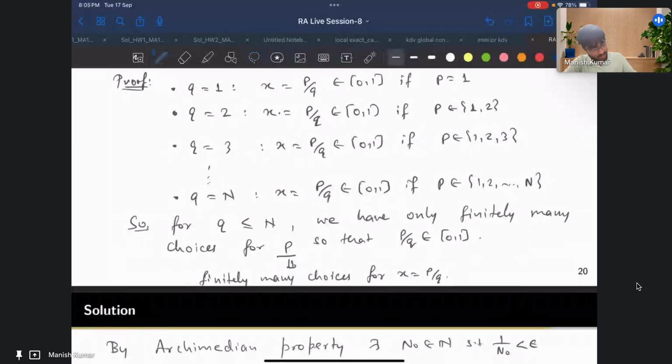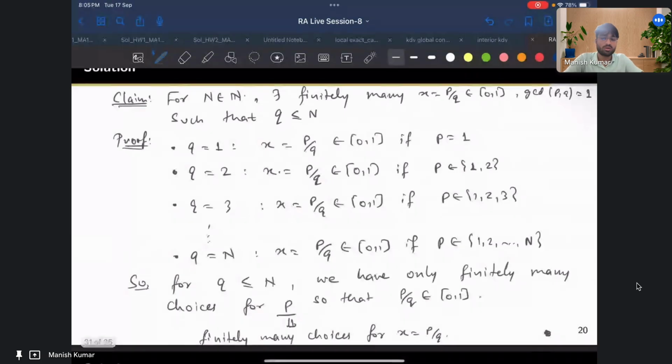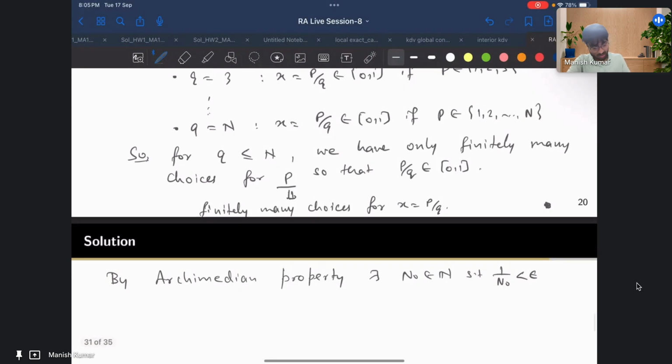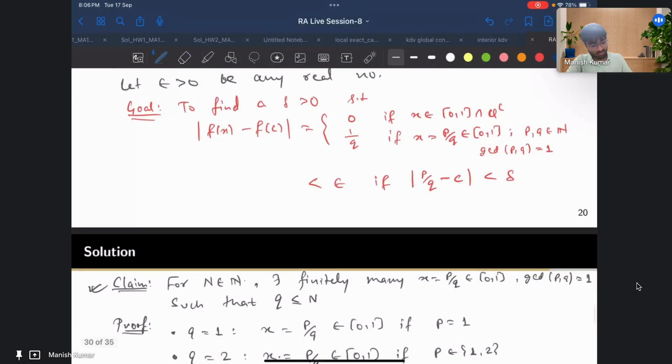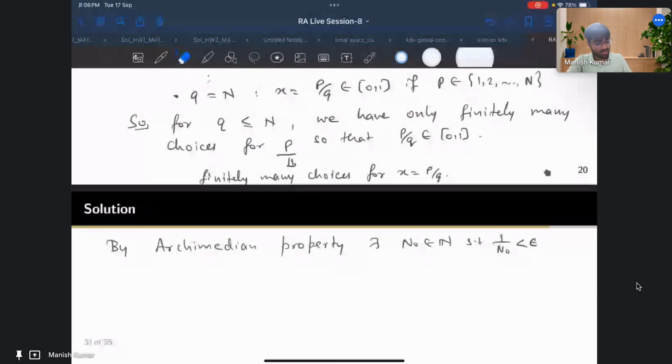Is this clear? The proof is not difficult, it's very easy, but you have to understand it properly. Again I am repeating, what is the meaning of this claim? It tells you that if you give me any natural number, I'll get only finitely many rationals for which the denominator is less than or equal to n. So now this claim is done. Now what I was saying here is that if I choose any epsilon to be any real number, then by the Archimedean property I'll get this n naught such that 1 by n naught is less than epsilon.